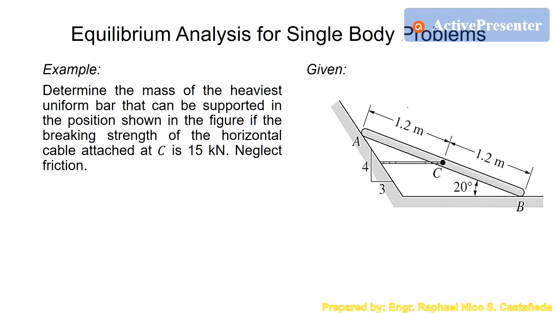So the heaviest bar will occur if the tension in this cable reaches its maximum, because the heavier the bar, the more the tension in this cable will increase. Because if the bar is heavy, the tendency is the bar will move in this direction such that it will increase the tension in this cable. It will try to pull this cable.